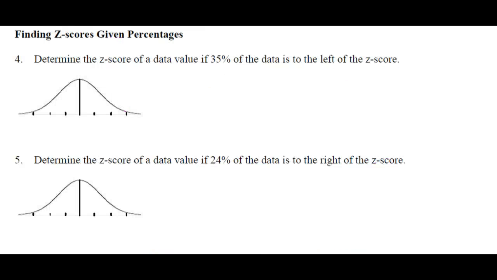Okay, enough with the dots. Finding z-scores given a percentage, right? So what we did is we said we've got a z-score, and we're going all the way to the bottom or all the way up to the top, and we could find percentages. What if we give you the percentage and say, fine, what's the corresponding z-score? Okay, so there's a different calculation, again using your calculator. So determine the z-score of a data value if 35% of the data.